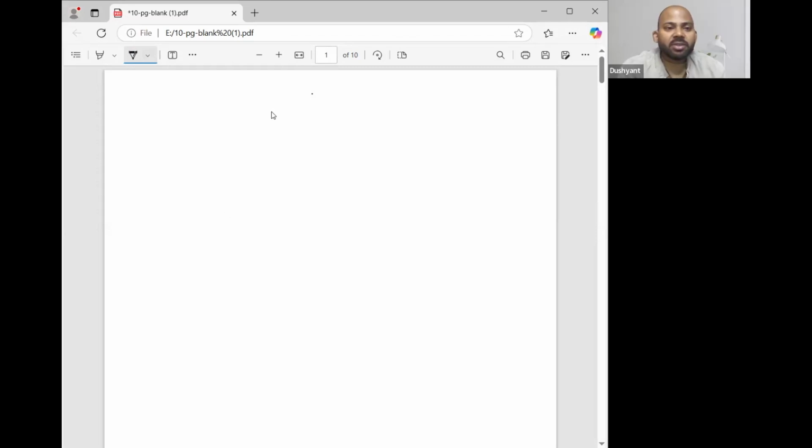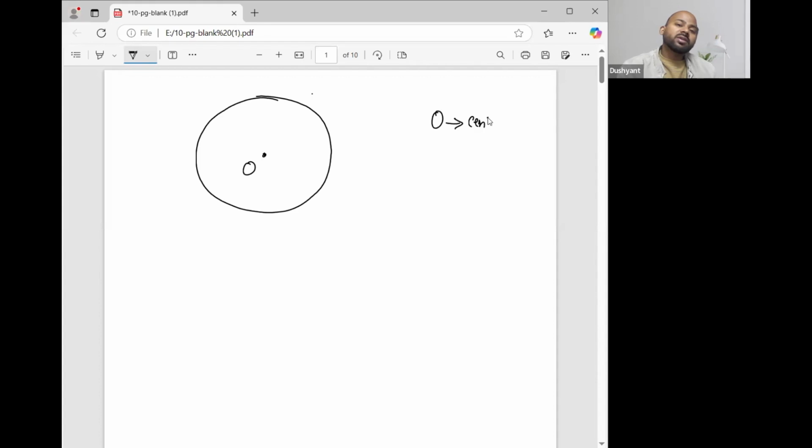Yeah, great. So this is my circle. And in a circle, we have multiple parts. The very first one is the center. So you can see the center here. This is the center, this point O. So O is my center here.